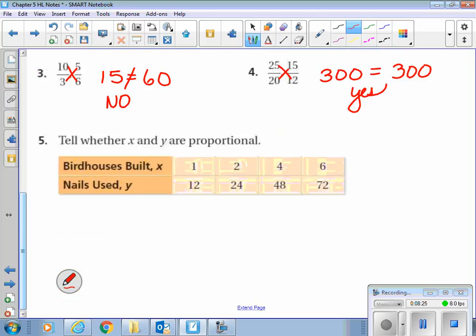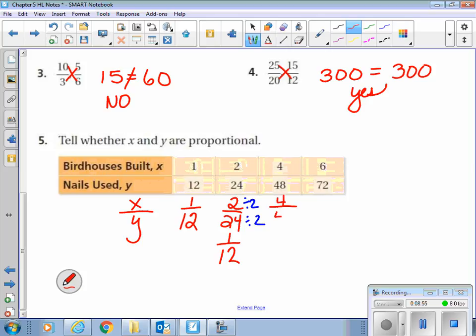And in number 5, birdhouse is built and nails used. We're going to check to make sure all the x over y's are the same. The first one, 1 over 12. The second one, 2 over 24. That one can be simplified. They are both divisible by 2. 2 divided by 2 is 1, and 24 divided by 2 is 12. So we can see 2 of them being 1 over 12.